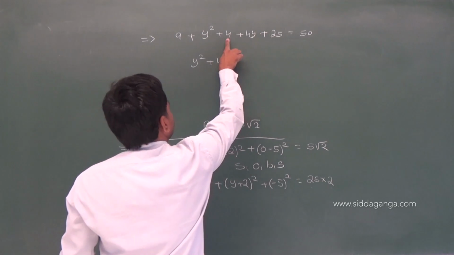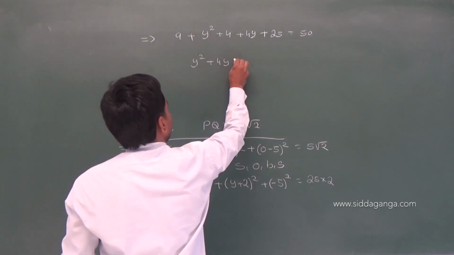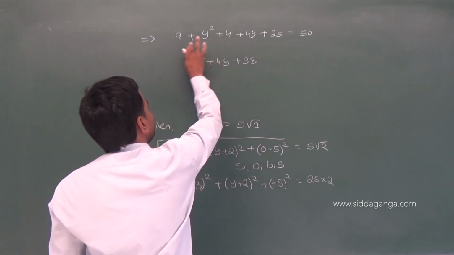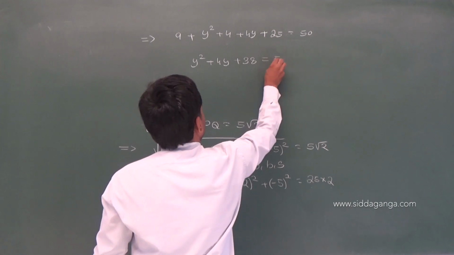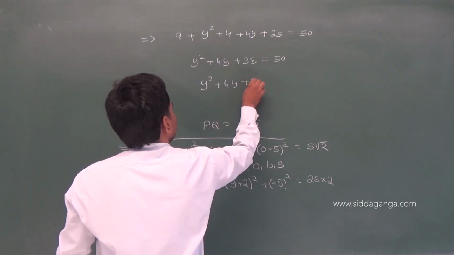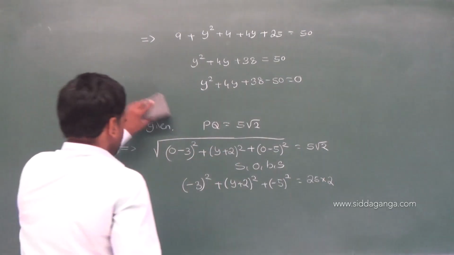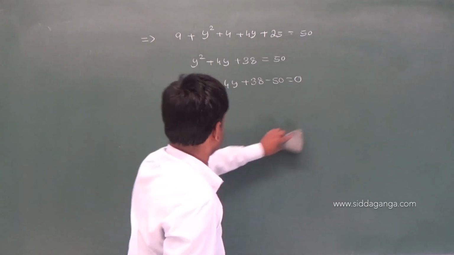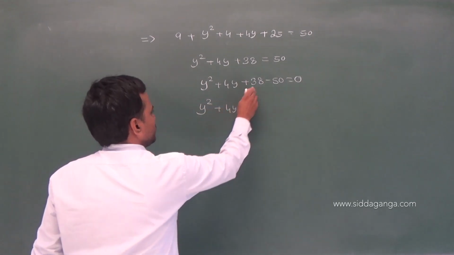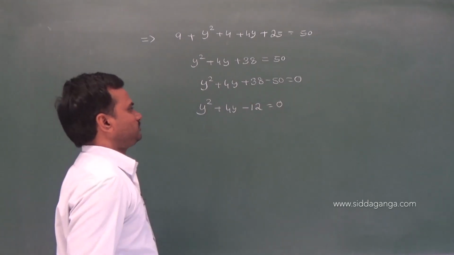Then 25 plus 4, how much? 29. 29 plus 9, 38. Correct now? 25 plus 4, 29. 29 plus 9, 38. So y square plus 4y plus 38 minus 50 is equal to 0. 38 minus 50, how much? Correct? Minus 12 is equal to 0.